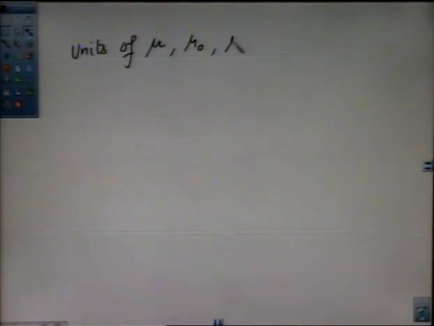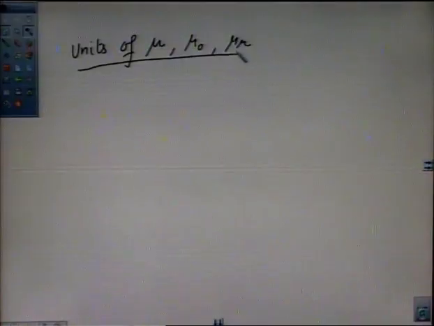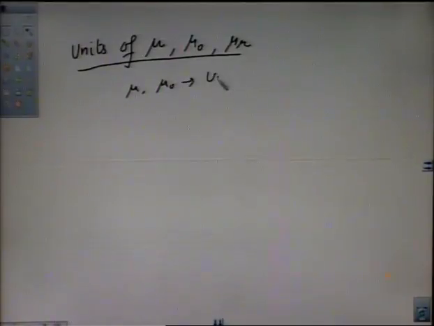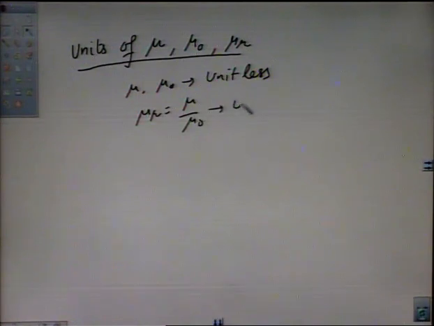Next are the units of mu, mu naught and mu r. Now all these are unitless quantities. Mu and mu naught are unitless quantities. Since mu r is the ratio of mu upon mu naught, this is also unitless.